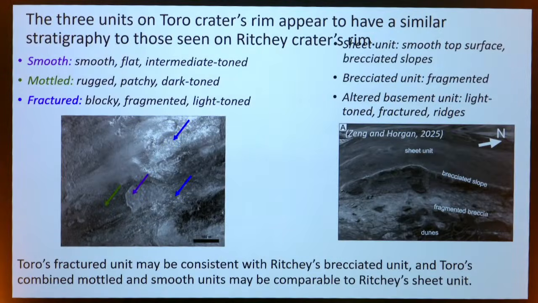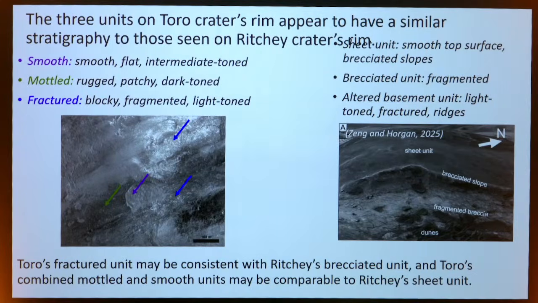So the three units on Toro crater's rim appear to have a similar stratigraphy to those seen on Ritchie crater's rim. And so again, here's an example of our three units in relation to each other. Our blue is our fractured material, green is modeled, and pink is smooth. And then on the right, we have Lingqi's sheet unit, brecciated unit, and altered basement. And based on these preliminary results, what I believe we're observing is that Toro's fractured unit may be consistent with Ritchie's brecciated or altered basement materials.